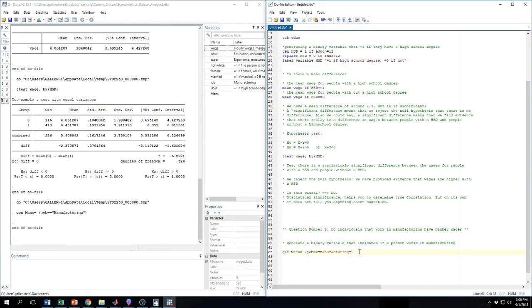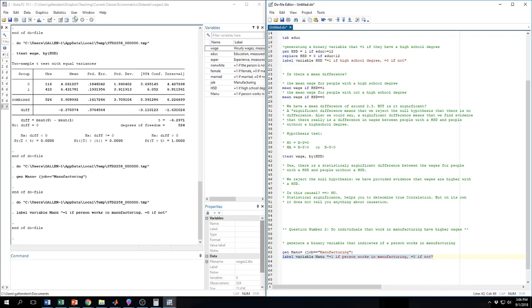Actually, real quick first, let's give it a label. This is really good practice to get into, labeling your variables when you create them. All right, label variable manu, equals 1 if person works in manufacturing, equals 0 if not. Excellent. All right, let's give that a label.